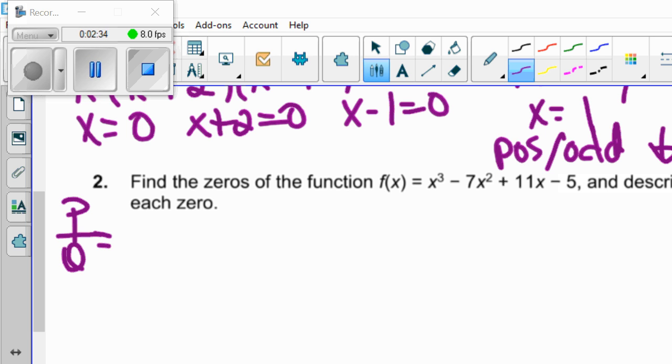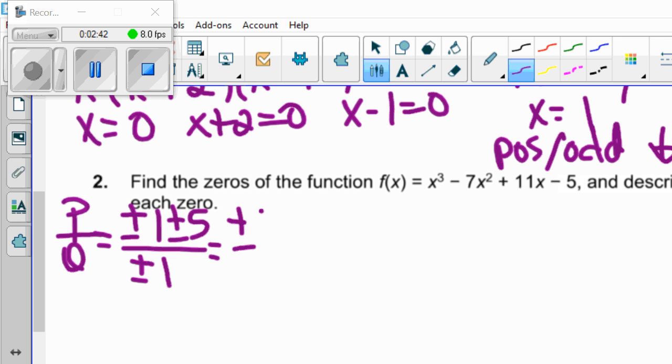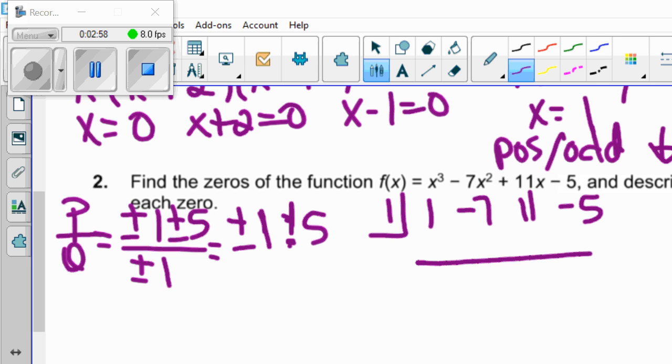My constant is 5, so my factors are plus or minus 1, plus or minus 5. My leading coefficient is 1, so plus or minus 1. So my only options are positive, negative 1, positive, negative 5. Okay. So I will just start with 1. I'm going to start with the very first one, 1, and try synthetic division. So list my coefficients, 1, negative 7, 11, negative 5. Bring my 1 straight down, multiply, add, and looky there, the very first one I picked works. So I know x equals 1 is one of my zeros.